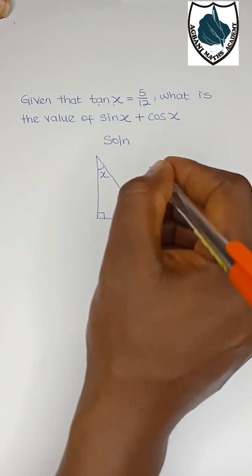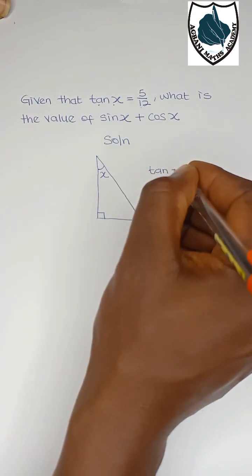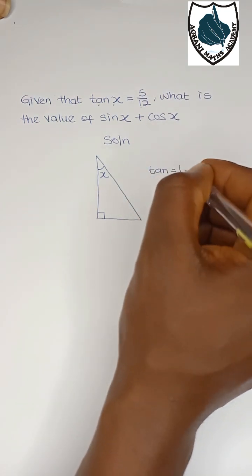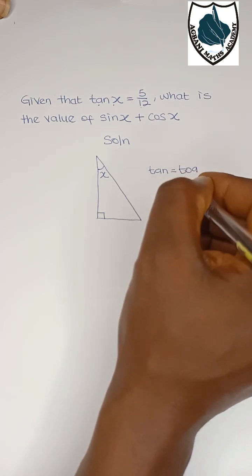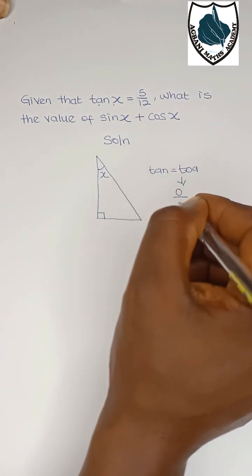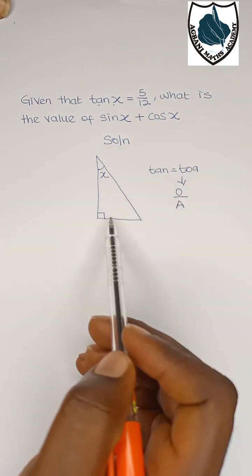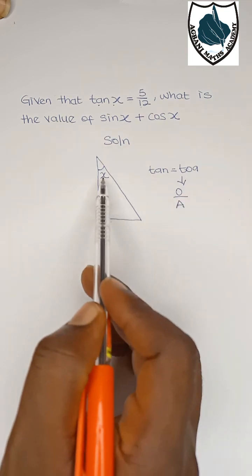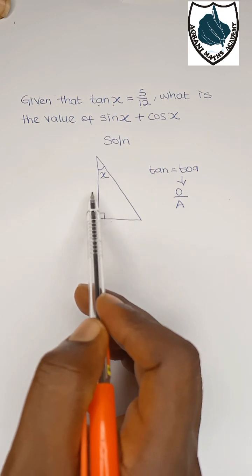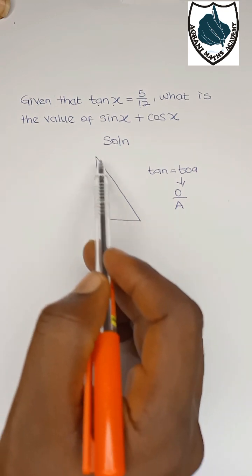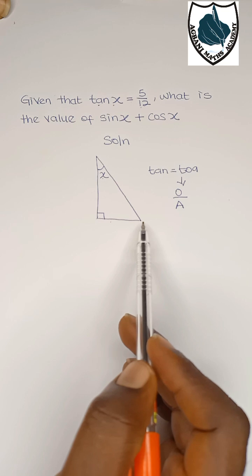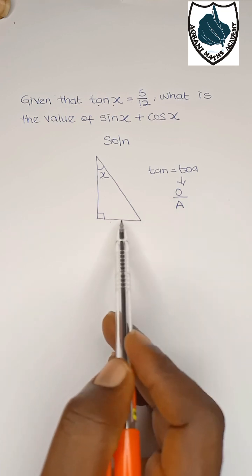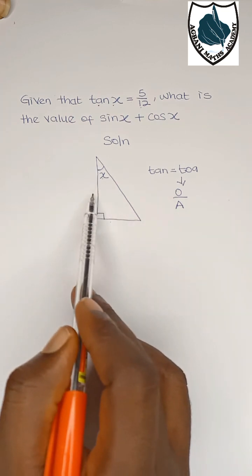What does tan represent? Tan is the same thing as TOA, which is the same thing as opposite all over adjacent. So the side directly opposite the angle we are looking at is called opposite. This other side is called adjacent, and we know that here is the hypotenuse. Okay, so tan represents opposite divided by adjacent.